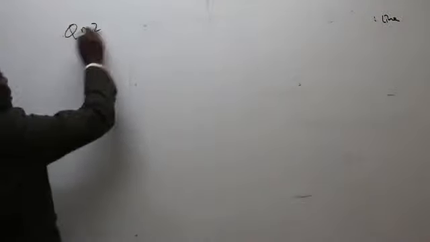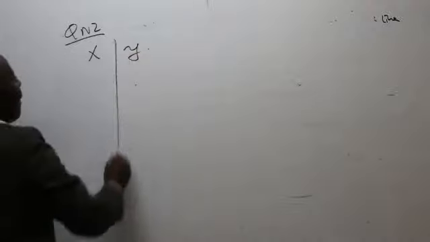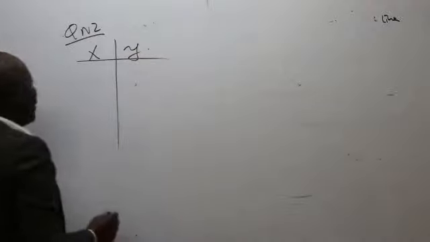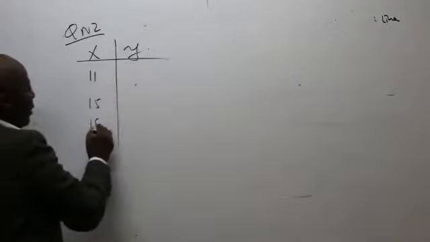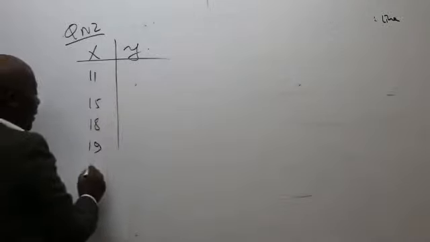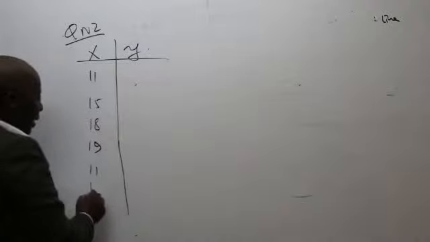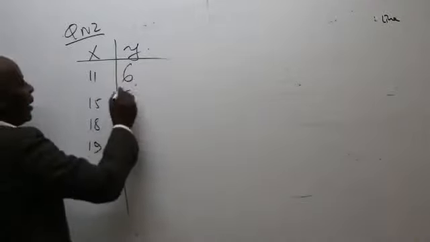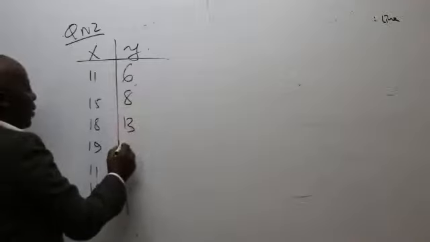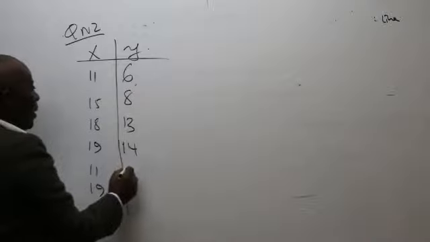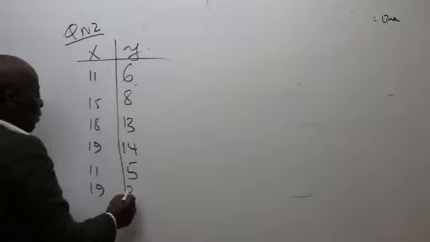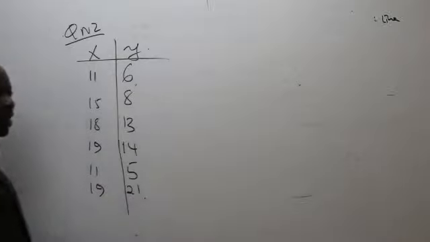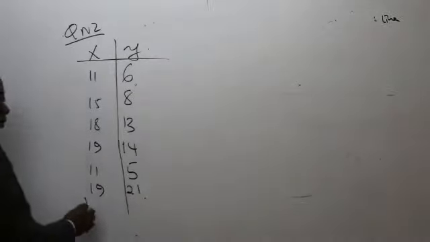We are given here question number 2, X and Y. We have 11, 15, 18, 19, 11, and then 19. Then we have 6, 8, 13, or rather 14. Here we have 5. Here we have 21, like that. And then you are required to do something very easy.